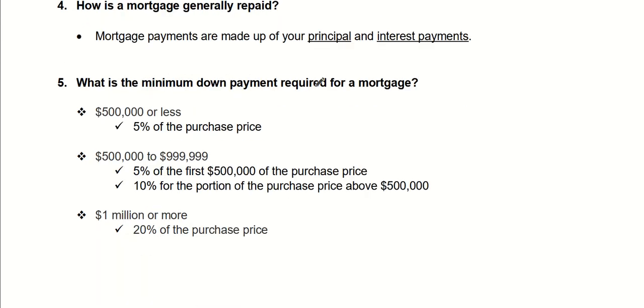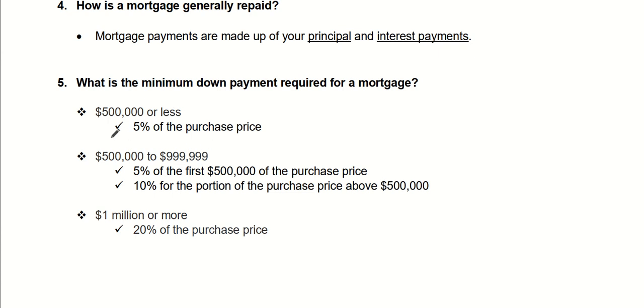What is the minimum down payment required for a mortgage? Now these are sort of set rules in Ontario and in Canada. If your property is $500,000 or less, you would have to show upfront 5% of this in order for them to consider giving you a mortgage. So you have to come up with 5% of $500,000, and so on and so forth.